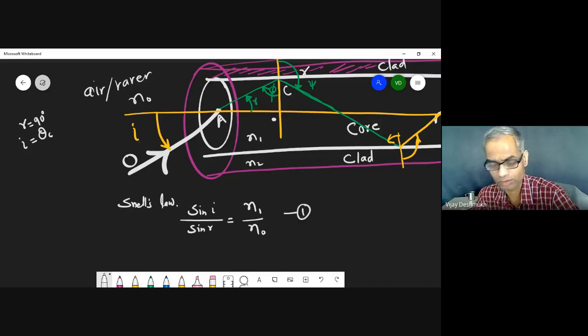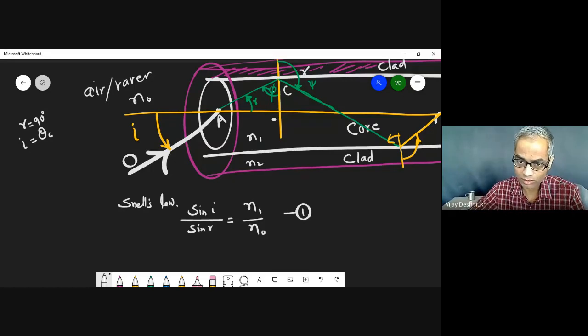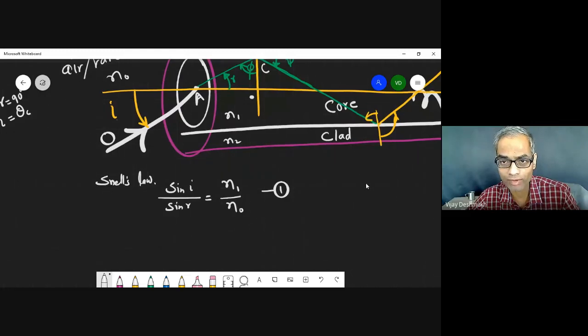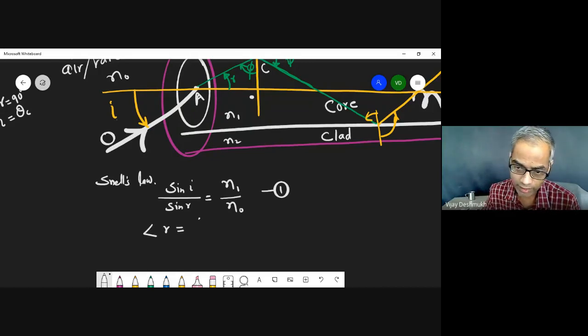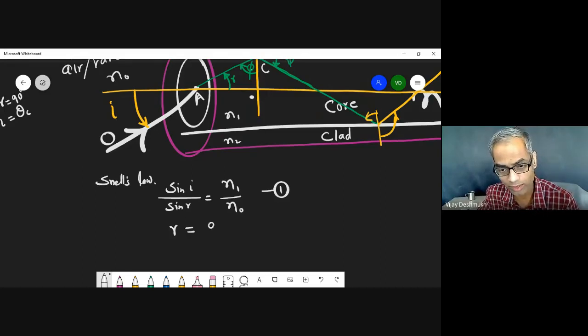Now suppose this is equation 1. You can just write side by side. मेरे साथ आप लिख सकते हो. Now what is the relation between R and phi? R और phi के बीच में क्या relation? R is equal to 90 minus phi. Yes, very good. So you can just write directly 90 minus phi instead of angle R.